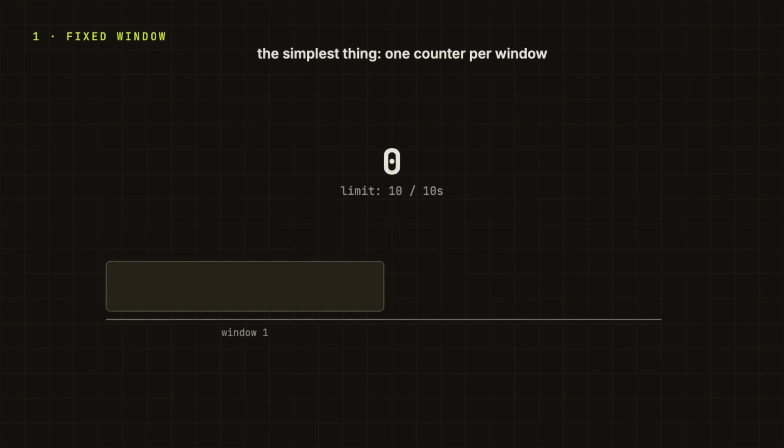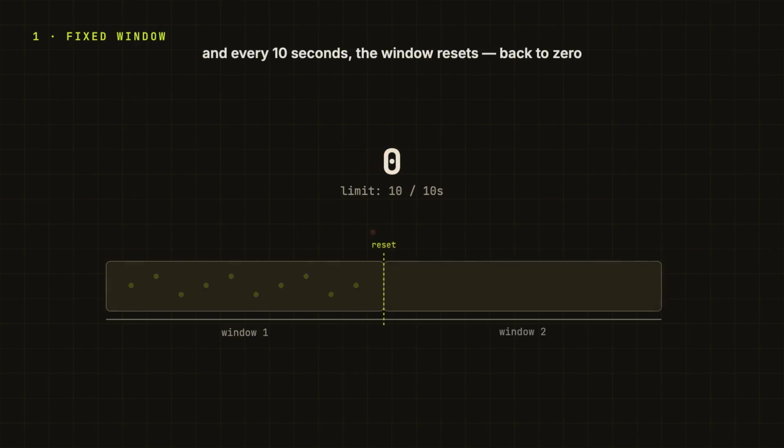So the simplest thing you'd reach for, and honestly I've shipped exactly this, is a counter per window. The limit is, let's say, 10 requests every 10 seconds. So you keep one number per user, each request adds one, cross 10, you reject. And every 10 seconds the window resets, counter back to 0. And it's clean, right? One number per user, dead cheap, nothing fancy to store.